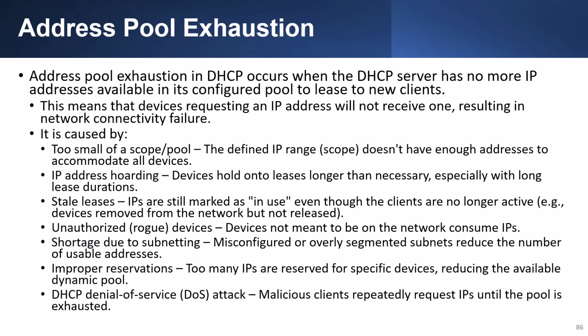Address pool exhaustion in DHCP occurs when the DHCP server has no more IP addresses available in its configured pool to lease to new clients. This means that the devices requesting an IP address will not receive one, resulting in network connectivity failure. This is caused by too small of a scope or pool, where the defined IP range or scope doesn't have enough addresses to accommodate all devices.